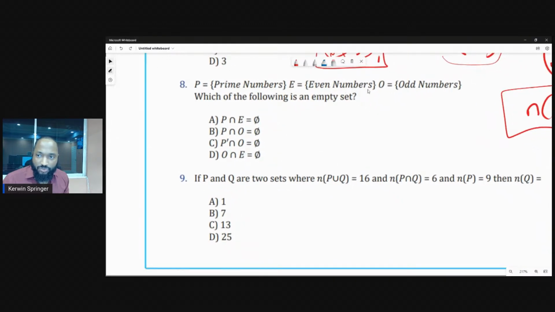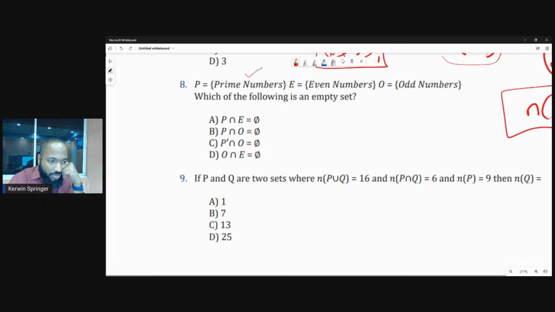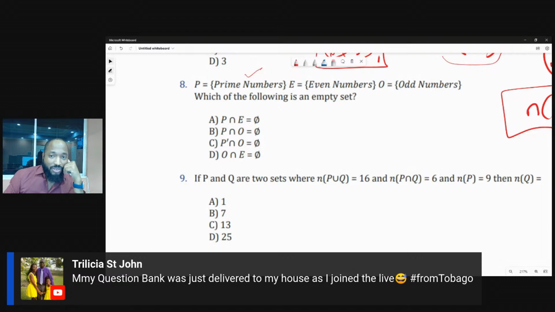Prime numbers, even numbers, odd numbers, which of the following is an empty set? So you have prime numbers, we have the even numbers, we have the odd numbers.